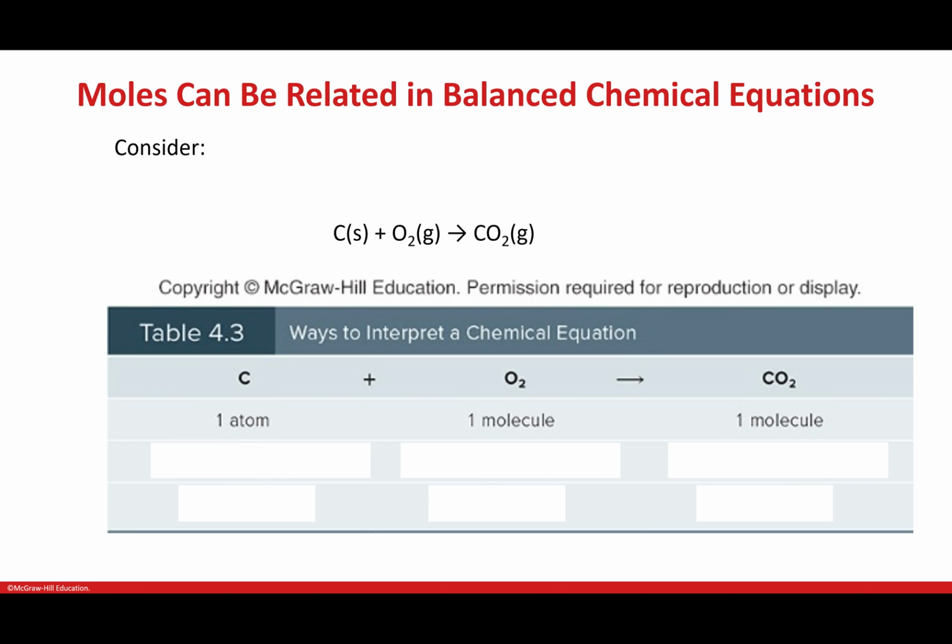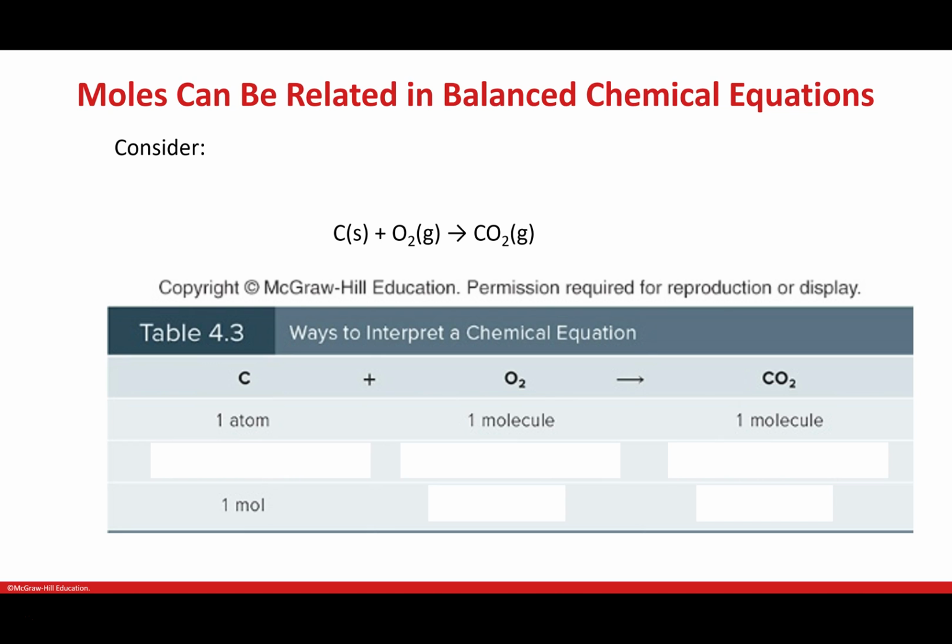Alternatively, if in chemistry we dealt with dozens, I could take 1 dozen carbon atoms and 1 dozen O2 molecules, and they would form 1 dozen CO2 molecules. 1, 1, and 1. 1 dozen across the board. It's like scaling it up. Instead of just 1, it's 1 dozen. Well, instead of thinking 12, think 6.022 times 10 to the 23rd. Think moles.